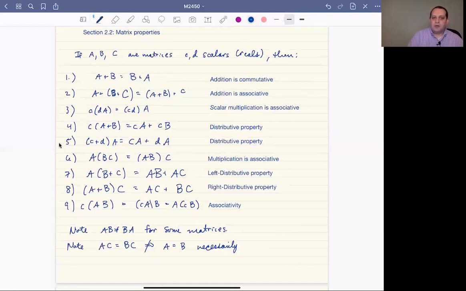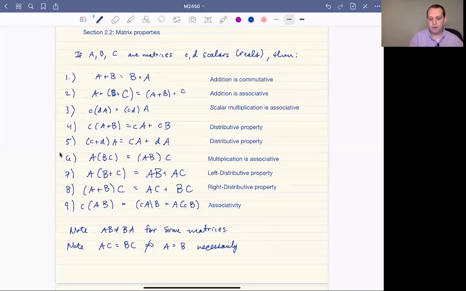Now, when we're talking about multiplication, multiplication is associative. So if you multiply three or more matrices, it doesn't matter where you put parentheses, as long as you have them in the right order, the product will be the same. There's two distributive properties for matrices. So if you were to multiply on the left by matrix A, and you were to multiply that by B plus C, across an addition sign, you would end up with AB plus AC.